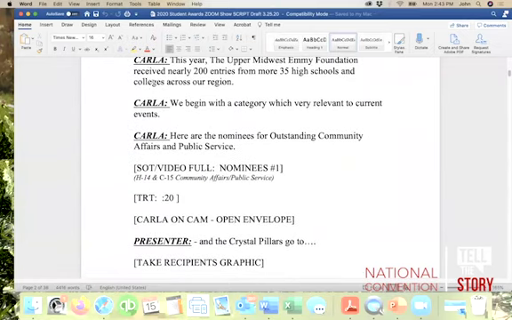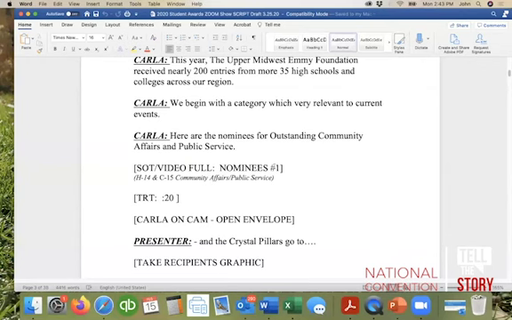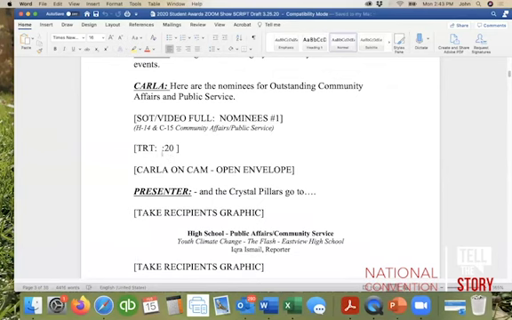But as you can see, I would have where the anchor is, the shot video full. This is where the director knew that that's where that video went. I let them know how long that tape segment is. I will also put an out cue a lot of times if they need it. Then the director knows they come back on camera to open the envelope.